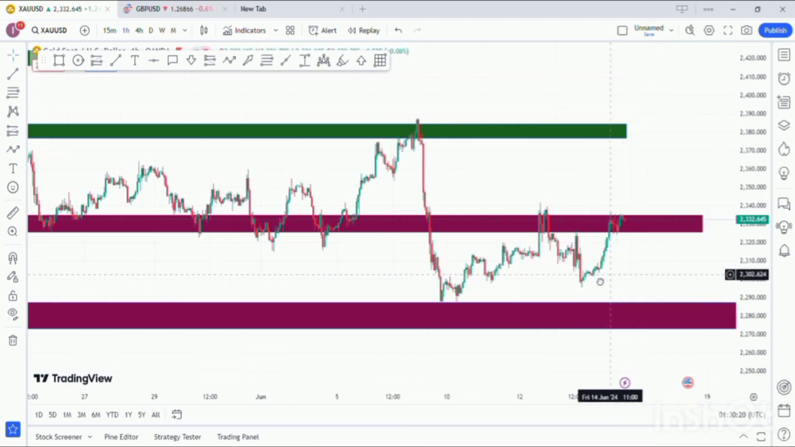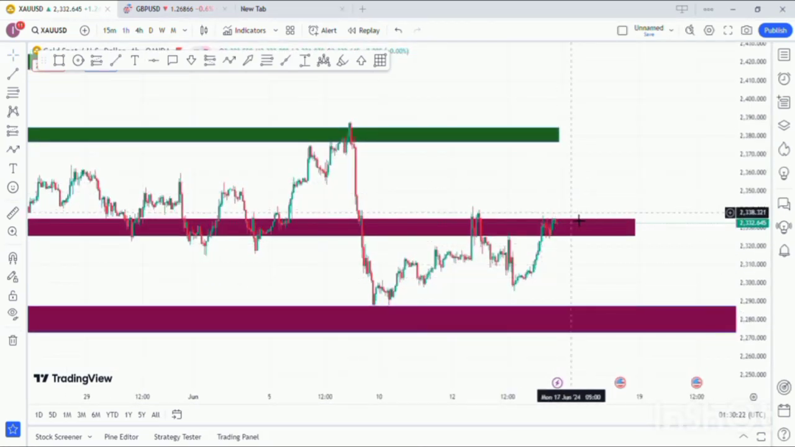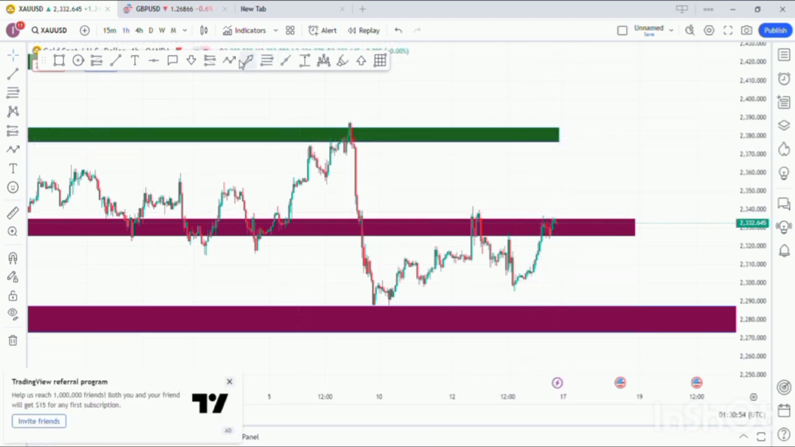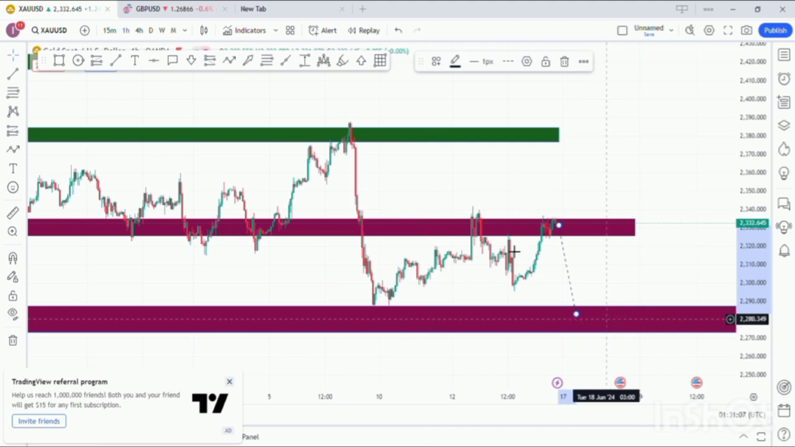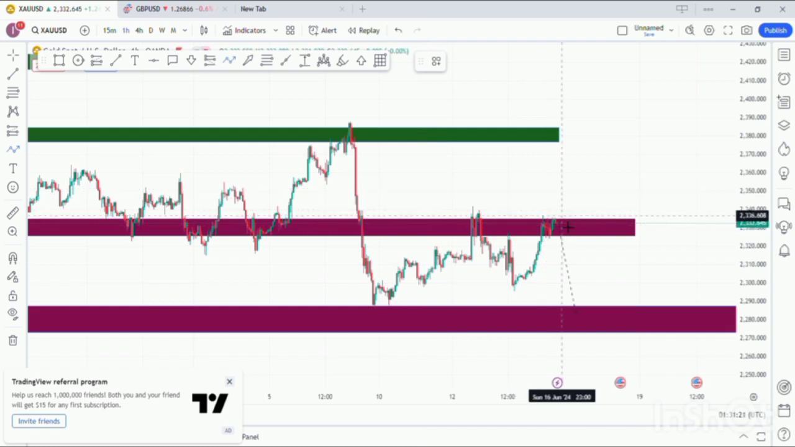For next week, we'll be expecting some downward movement for price to respect this support zone right here. But on the flip side, if price decides to continue upward from its current position, we're expecting price to respect this resistance zone right here, guys. So we're expecting price to come down to respect this support zone right here before there's a continuation to the upside. But on the flip side, if price decides to continue to the upside, we're expecting movement to the upside to respect this resistance zone right here.